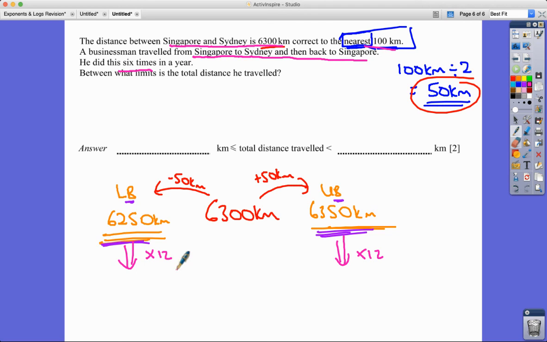So very carefully on the calculator, 6,250 multiplied by 12 is 75,000. I can imagine a lot of students would just times that by 6 and not read the question carefully enough. And the 6,350 multiplied by 12 gives us 76,200. Okay, so there are my 2 answers to that question.